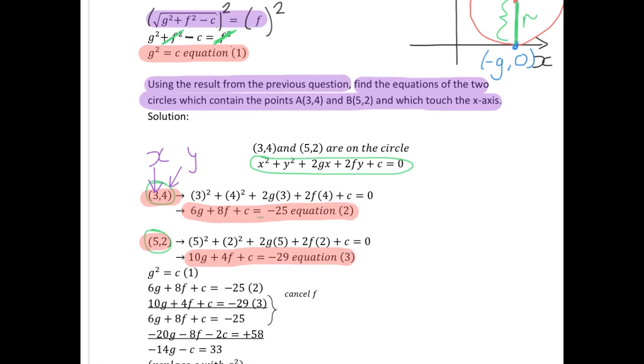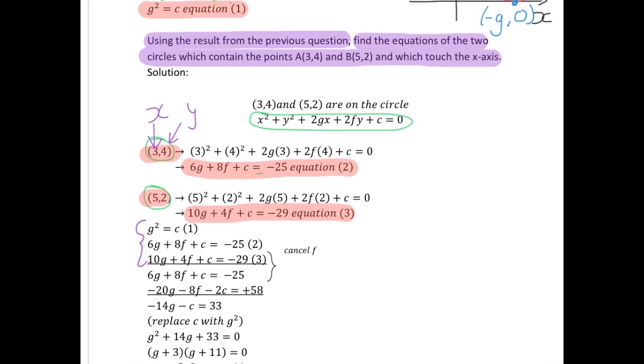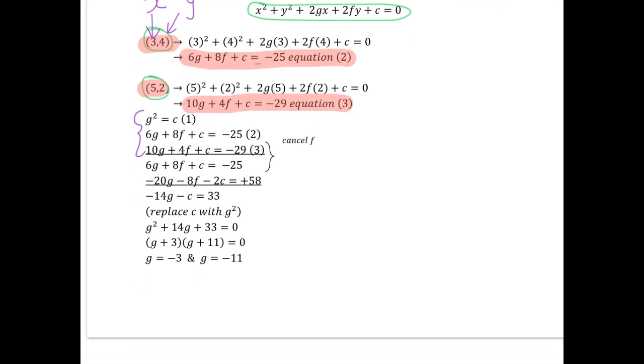So then, if we just group our 3 equations together and move down here, what we have in our first equation is g squared and c. So if we want to make something out of these 2 equations, we need to get rid of that f. We need to get rid of this f here and here. So what are we going to do?